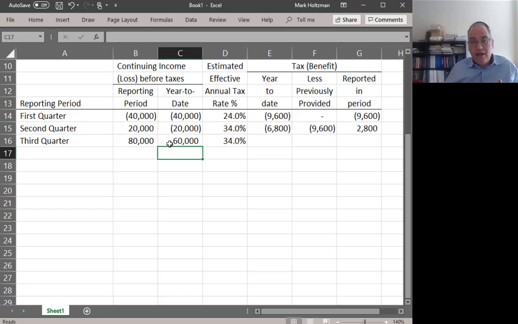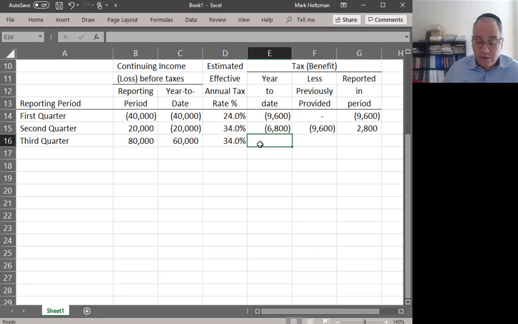So that would mean my year-to-date income was $60,000. Minus 40 plus 20 plus 80 equals 60,000. And my estimated effective annual tax rate is still 34%. So the tax on that for the first 3 quarters would total $20,400.